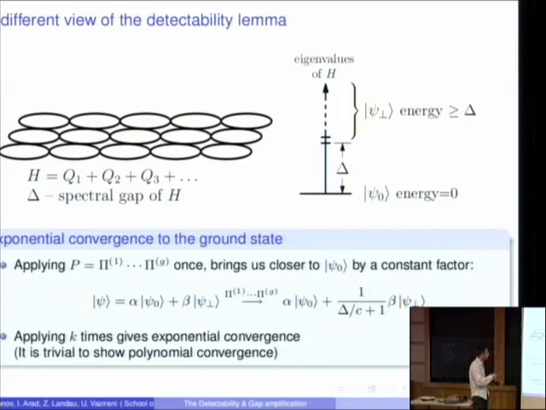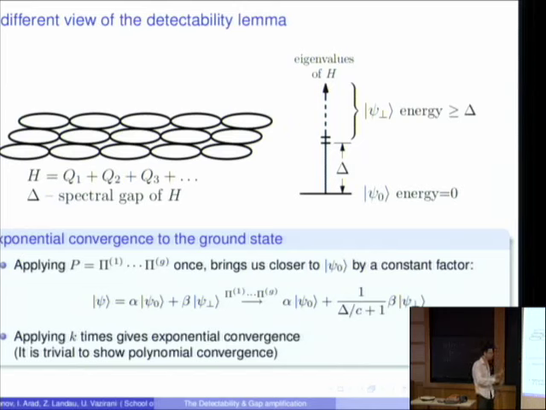again a local Hamiltonian system, but this time, if we know it has a ground energy of zero, it can be completely satisfied, but we know that it has a spectral gap, so all other eigenvalues of the Hamiltonian are bigger than this delta. Then what the detectability lemma tells us is that if we expand an arbitrary state in terms of the ground state and all the orthogonal states, and we act with these layers on this state, the orthogonal part will shrink. Its norm will shrink by this constant factor. Therefore, if we apply these layers, say k times, we will get exponentially close to the ground state.